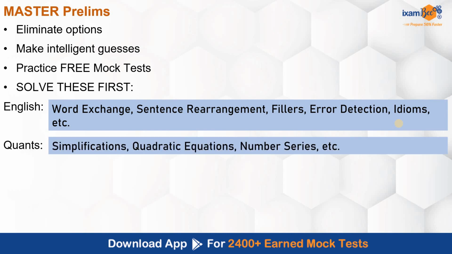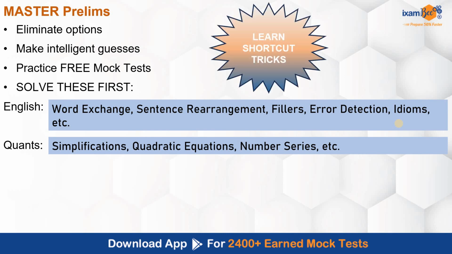Then next is quants. For quants, simplification if you get in your exam, because these days they are avoiding simplifications, right? But if you get, solve this first, solve quadratic equation, solve number series definitely, and then move on to more difficult kind of questions, right? So again, a reminder to learn shortcut tricks, right? Because if you have not learned them till now, just make sure that you learn some shortcut tricks, right? They are there in our course, but if you don't have any course, Google for these tricks and you will find them somewhere, right?